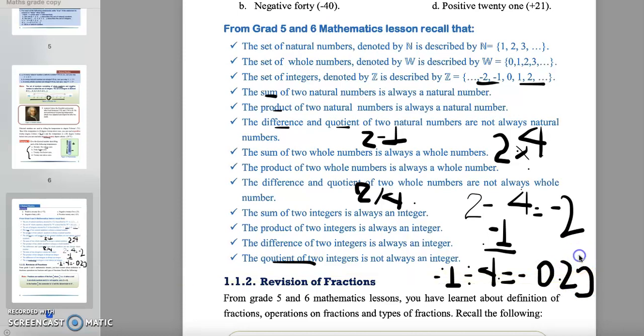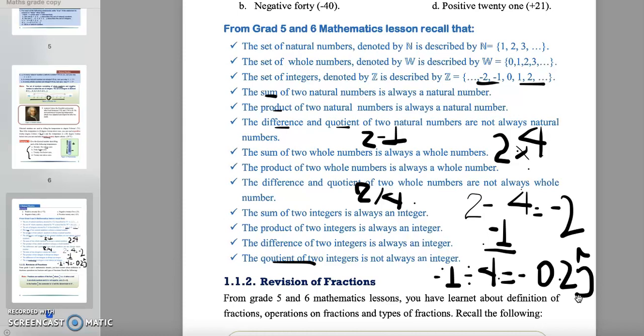Don't mind my handwriting, I'm sorry. The answer is a negative 0.25. Anything that is decimal is not an integer, right? So we can't say these numbers are integers. It's instead a rational number.